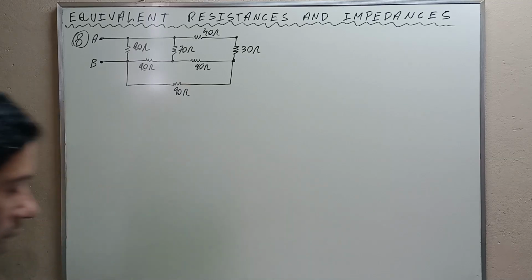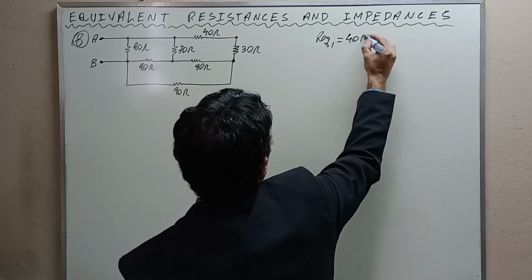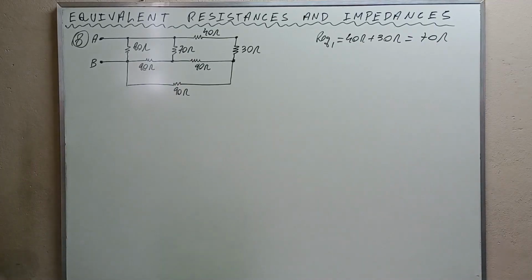Exercise number 8. Determine the equivalent resistance between terminals A and B of the circuit. This is the question. Let's go to the solution. Observe that due to the design of the circuit, the only move that we can make is to combine the 40 ohms resistor with the 30 ohms resistor. Thus, equivalent resistance number 1 is equal to 40 plus 30, which is 70. This is equivalent resistance number 1.